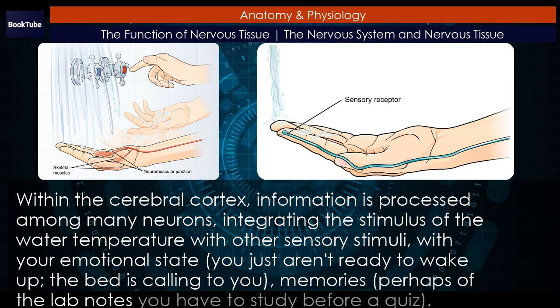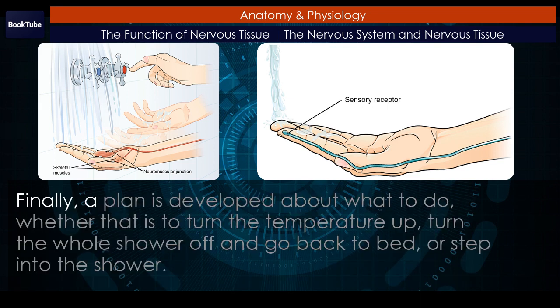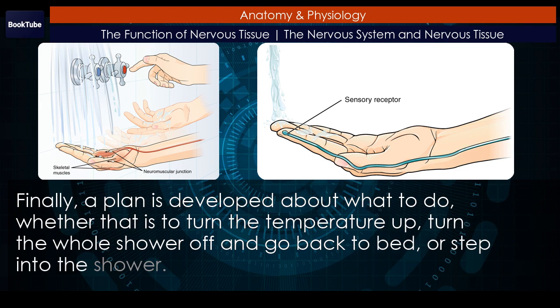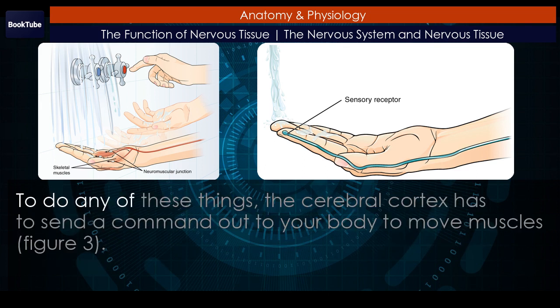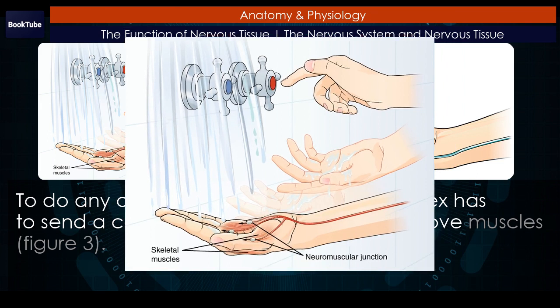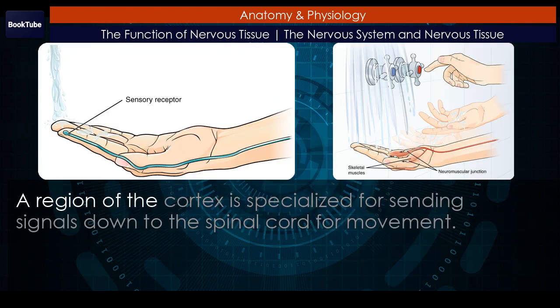Memories, perhaps of the lab notes you have to study before a quiz. Finally, a plan is developed about what to do, whether that is to turn the temperature up, turn the whole shower off and go back to bed, or step into the shower. To do any of these things, the cerebral cortex has to send a command out to your body to move muscles. Figure 3. A region of the cortex is specialized for sending signals down to the spinal cord for movement.